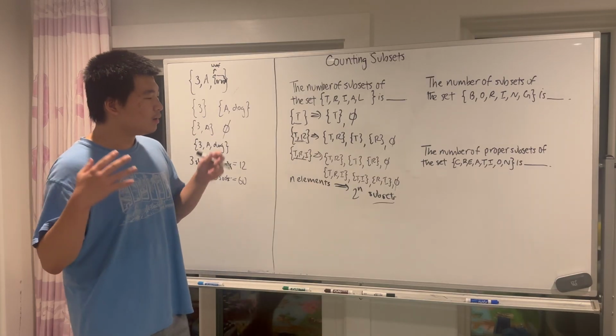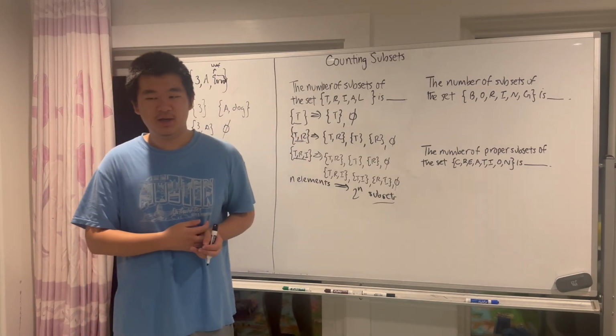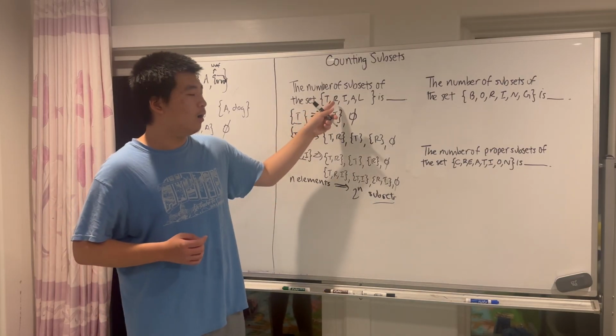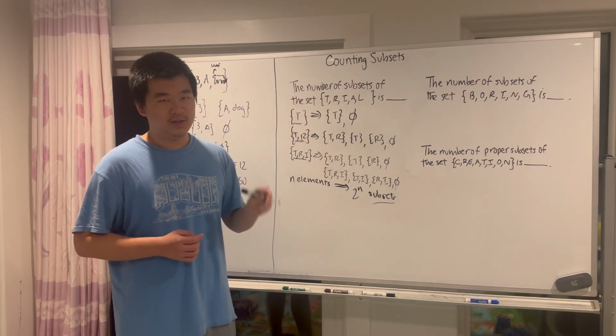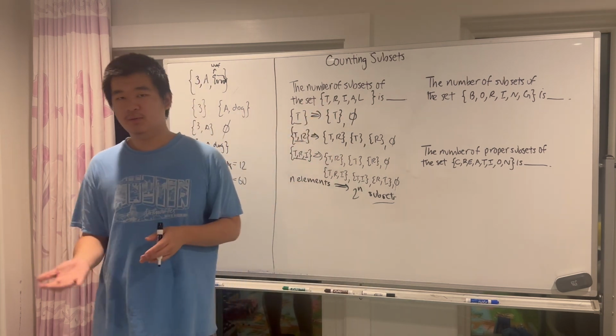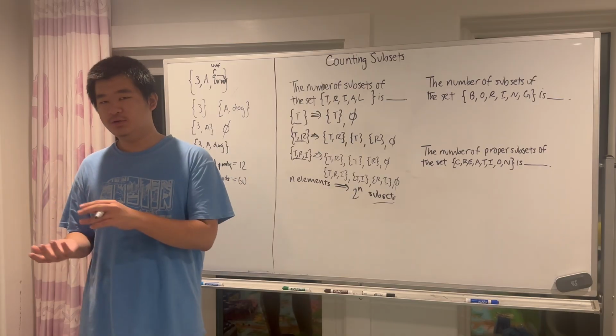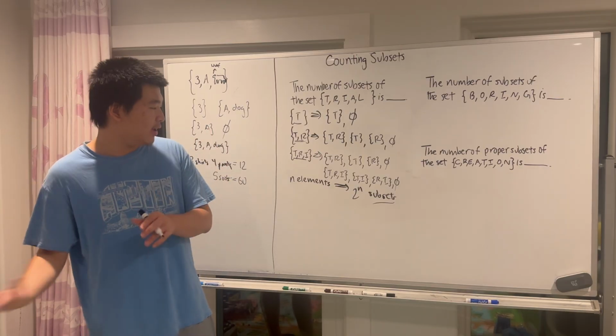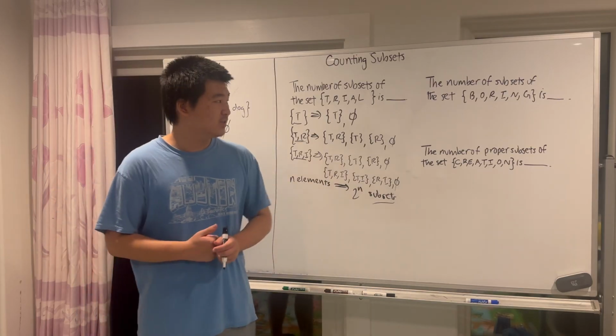Similarly, think of constructing a subset. For T, you can either include it or not include it. For R, you can either include it or not include it. That's 2 choices. For I, you can include it or not include it. You see where I'm going with this. 2 times 2 times 2 times 2. You're multiplying n 2's together. That's 2 to the power of n. So 2 to the power of n subsets.